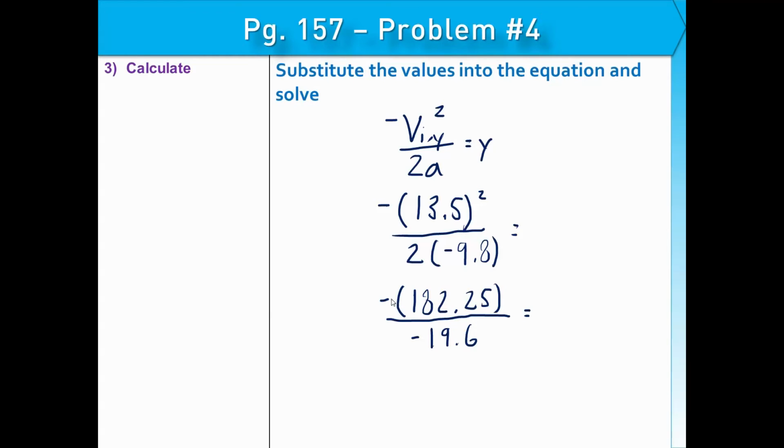Notice that I'm going to have a negative divided by a negative, so it means I'm going to get a positive number. And 182.25 divided by 19.6 actually gives me 9.298. And because I'm dealing with the y displacement, I know my units for the y displacement have to be in meters. So my answer for part B is 9.298 meters equals the y displacement.